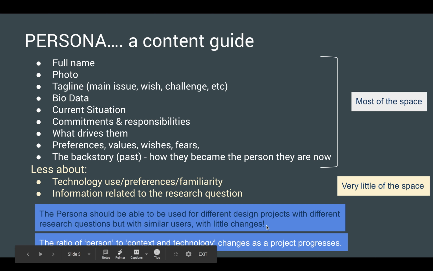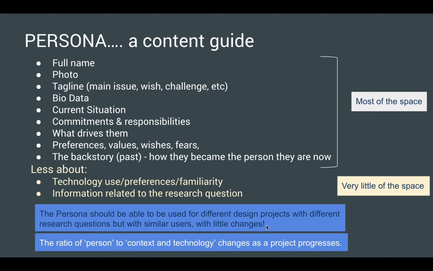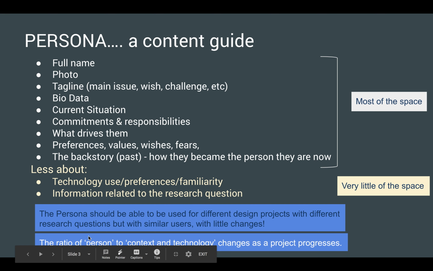So what I'm saying is that once you create a persona, let's say you've been interviewing university students from the international sector, you should be able to use this persona not just to design a project involving music, but also to design, let's say, services for international students that would want them at university. Okay. And finally, the ratio of the person to the context and technology changes as the project progresses.